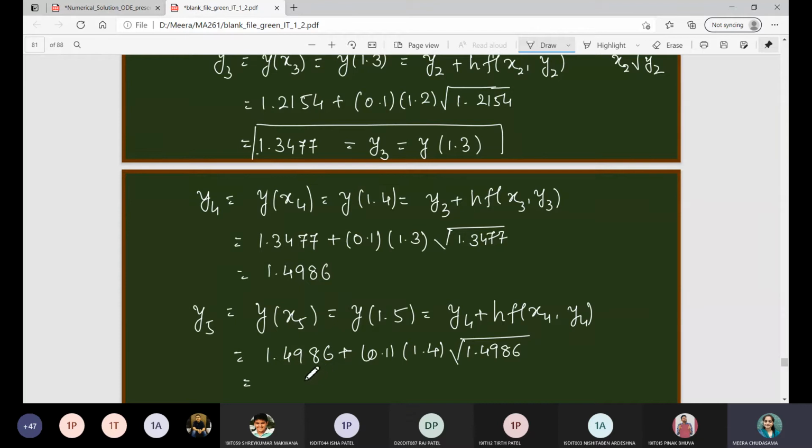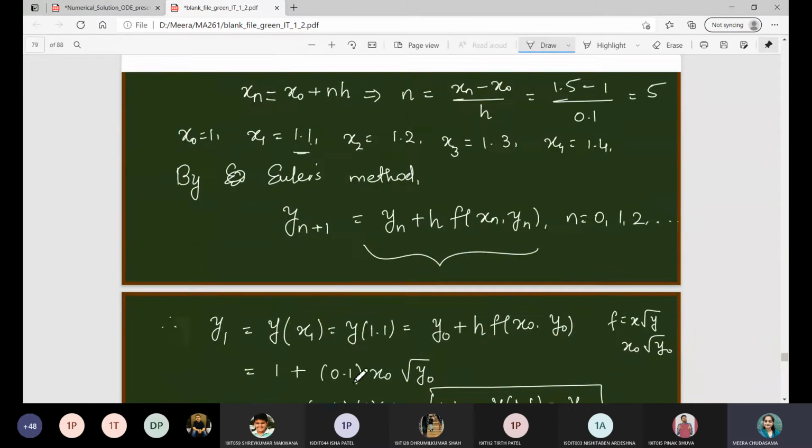What is the answer? 1.6701. Yes, 1.6701, right? So that is the required value.